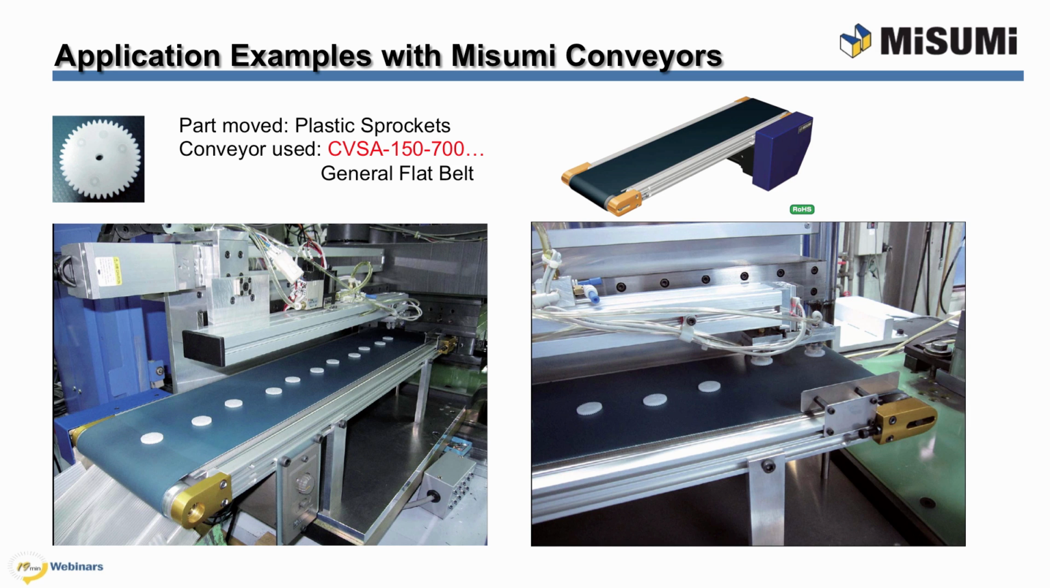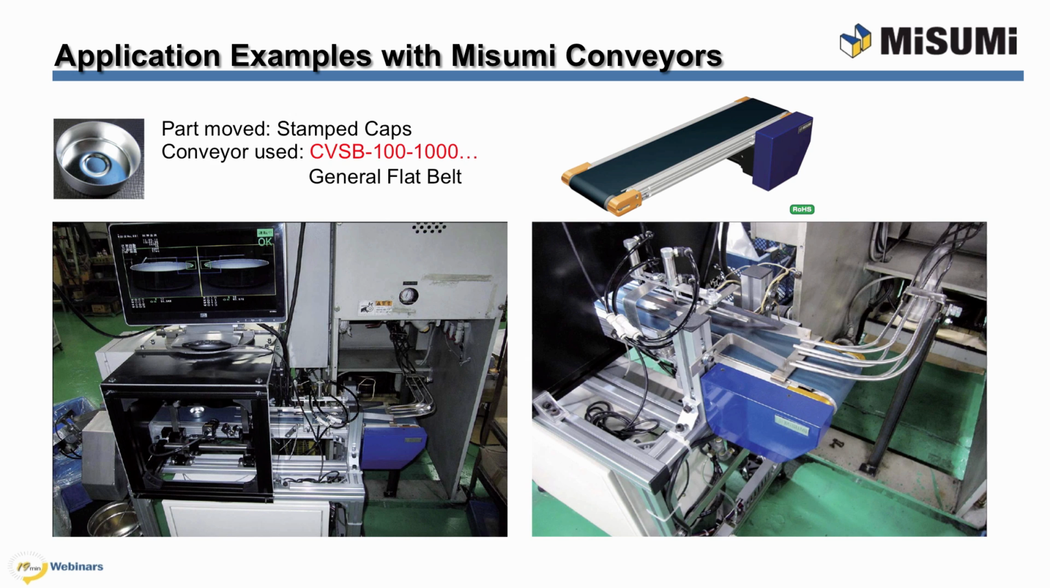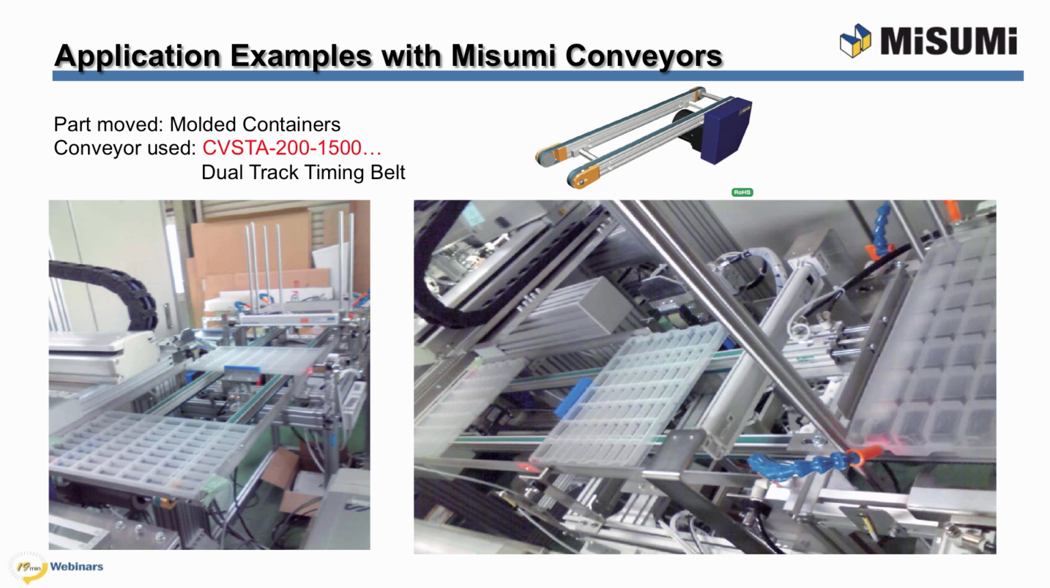This is an example of our CV series conveyor used to convey plastic sprockets. As you can see, the conveyor utilizes a sheet metal guardrail as an accessory. Another example of our CV series is used to convey stamp caps. These stamp caps are conveyed into a visual inspection system. This system utilizes our dual track timing belt. In this particular application, it is used to convey molded containers.